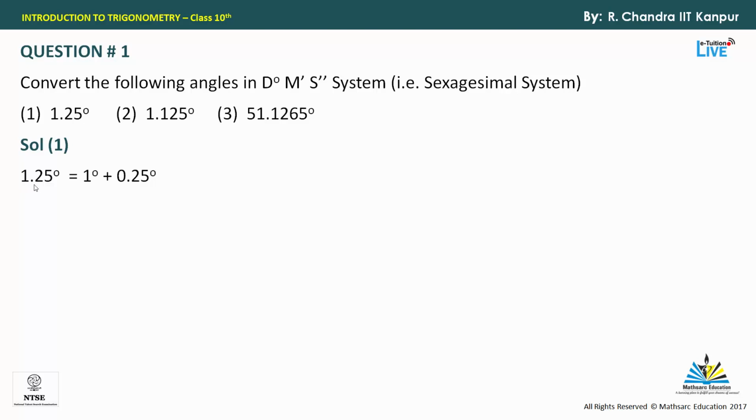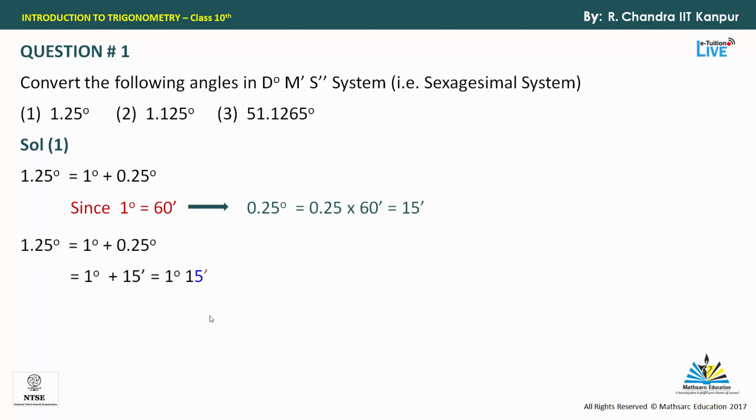As we can see, 1.25 degrees implies 1 degree plus 0.25 degree. Since we know that 1 degree is equivalent to 60 minutes, this implies 0.25 into 60 minutes, which is equal to 15 minutes. So 0.25 degree is equivalent to 15 minutes. Hence, we can write 1.25 degrees as 1 degree plus 0.25 degree, which is equal to 1 degree plus 15 minutes. So this is the answer for this question. Here are the answers for the other two. You can work them out on your own. Let's move on to another question.